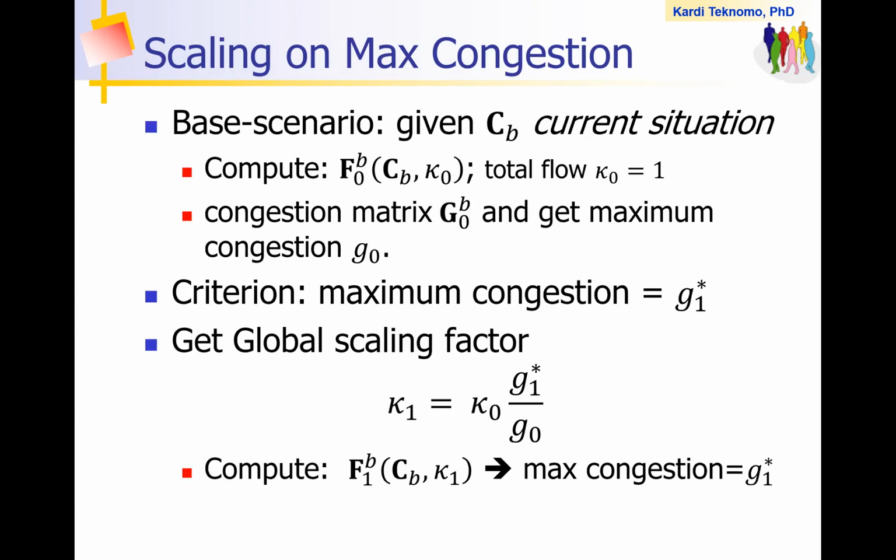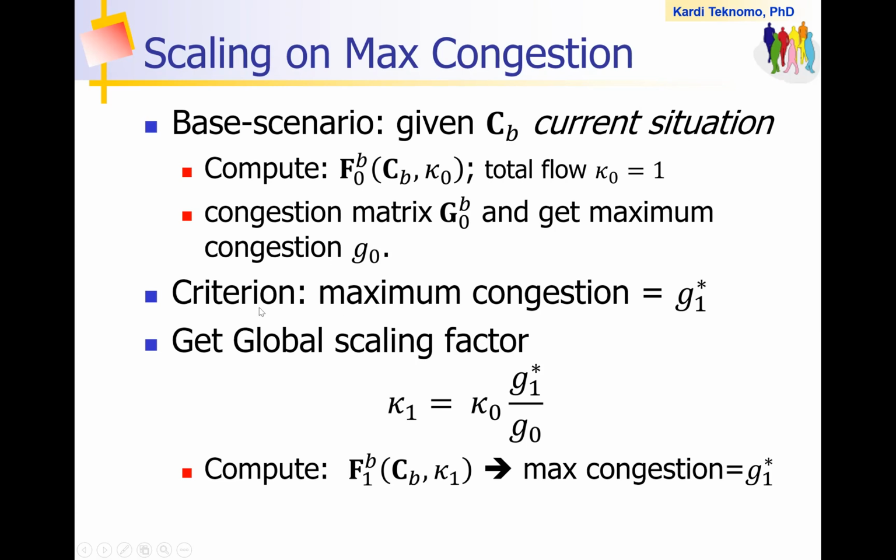Now, how to do that? How to do rebalancing the congestion? Okay, so now you have the base scenario. Let's call this capacity matrix C base. C is capacity, B here is base. So this is the current situation. What you will do, you compute from the capacity matrix, you can calculate the flow already, right? Remember, we just practiced a while ago. And then you set kappa, the total flow, to 1. By setting the total flow to 1, you get the probability of the link. And from here you can calculate the congestion matrix. The maximum of this, let's call this small G0.